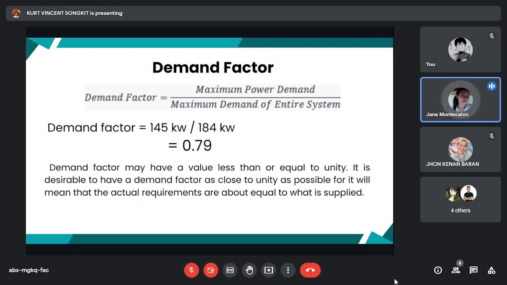So like what Charisse said earlier, unity means equal to the number 1. It is desirable to have a demand factor as close to unity as possible, for it will mean that the actual requirements are about equal to what is supplied. So it is more convenient if the demand factor is as close to 1 as possible, so that the actual requirements will be equal to what is supplied.